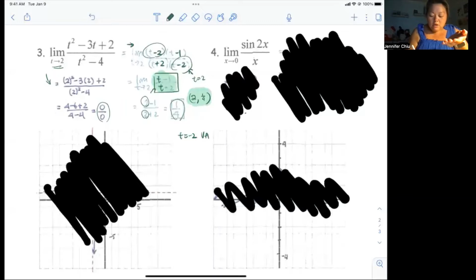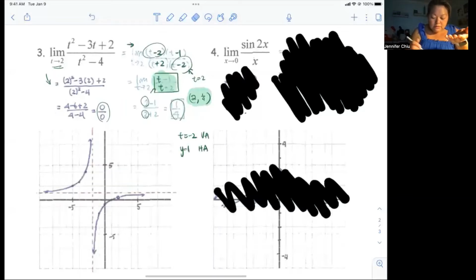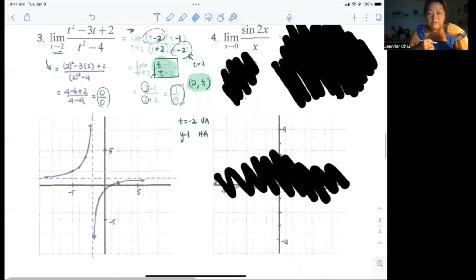You reduce it out, you get y equals 1 to be your horizontal asymptote. So your graph is going to look something like this. See how my vertical asymptote is at -2, my horizontal asymptote is at 1, and keep in mind my removable discontinuity at (2, 1/4). And so that will be my graph here.